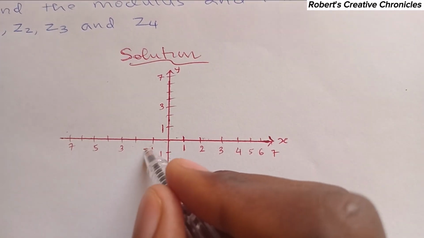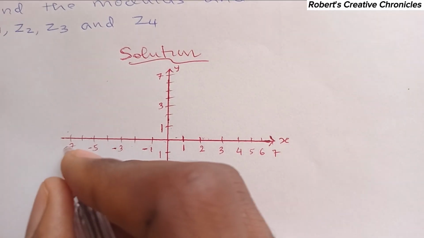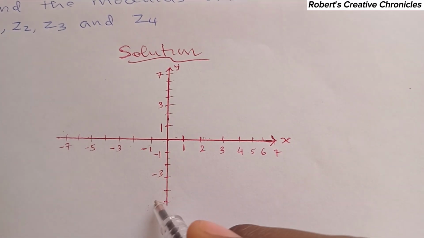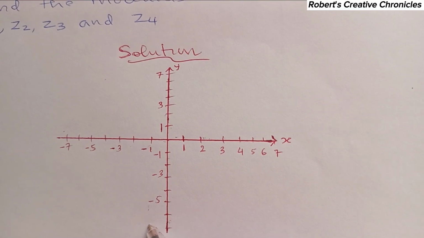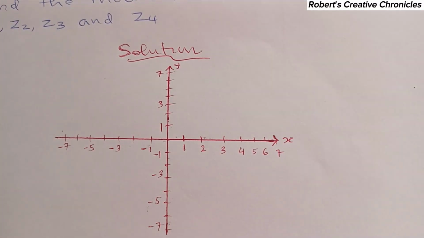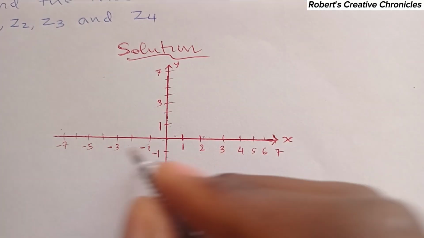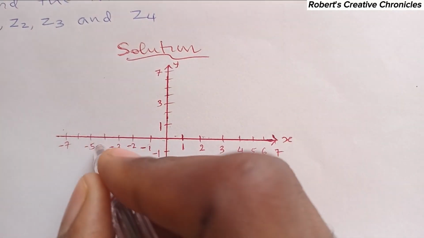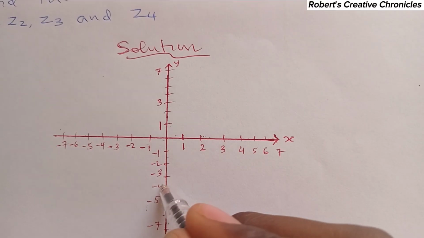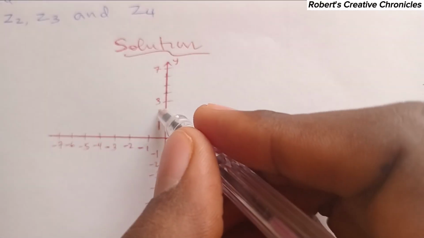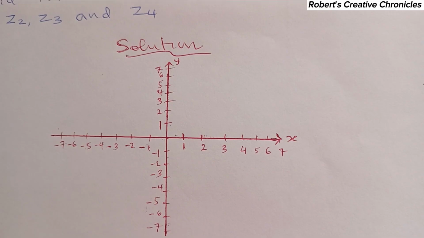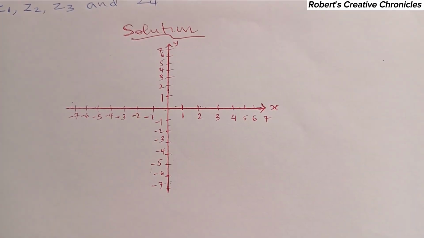Here is negative, and here is also negative 3, negative 5, negative 7. You can label all of them if you want, or let's just label all of them. So this is negative 2, negative 3, negative 4, negative 5, negative 6. And there you have it.